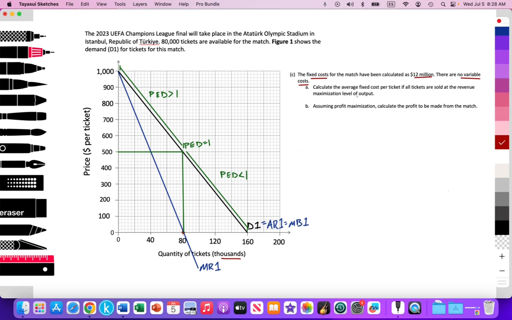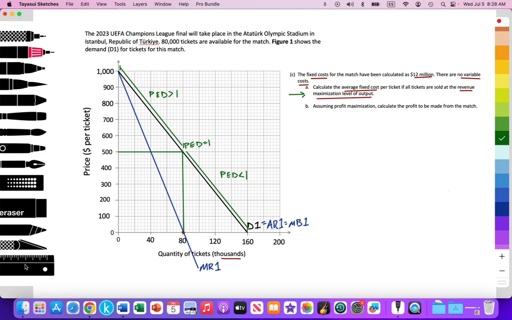How does that impact the marginal cost curve? Now let's look at the question. Calculate the average fixed costs per ticket if all tickets are sold at the revenue maximization level of output. So you're going to pause this video and try tackling this question. Go ahead and calculate the average fixed cost at the revenue maximization level with the information that you have here. Pause the video and we'll check your work in a moment. Please pause the video now.